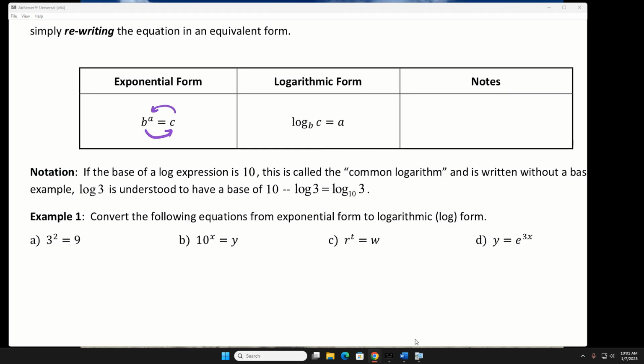If you have it in logarithmic form and you want to write it in exponential form, you start with the base, the b, you loop over to the a equals the c. So a lot of people remember that from Algebra 2. That's really good.